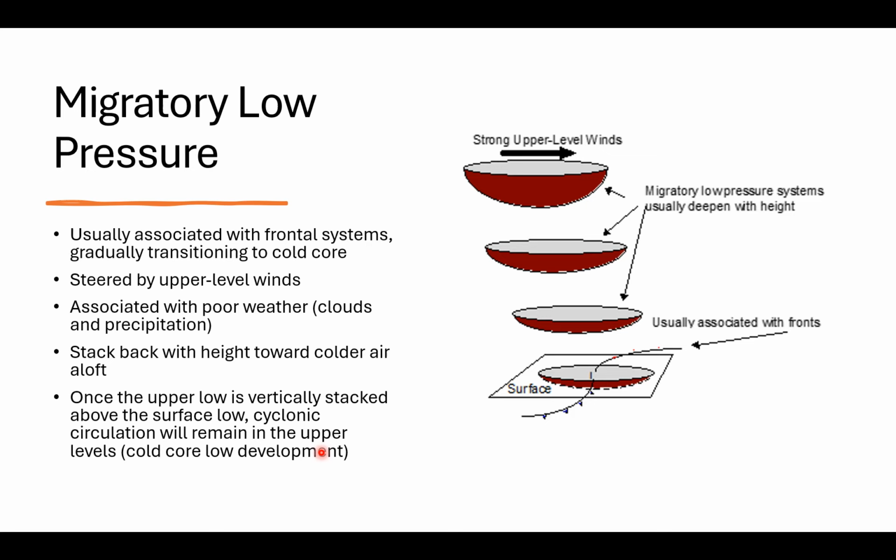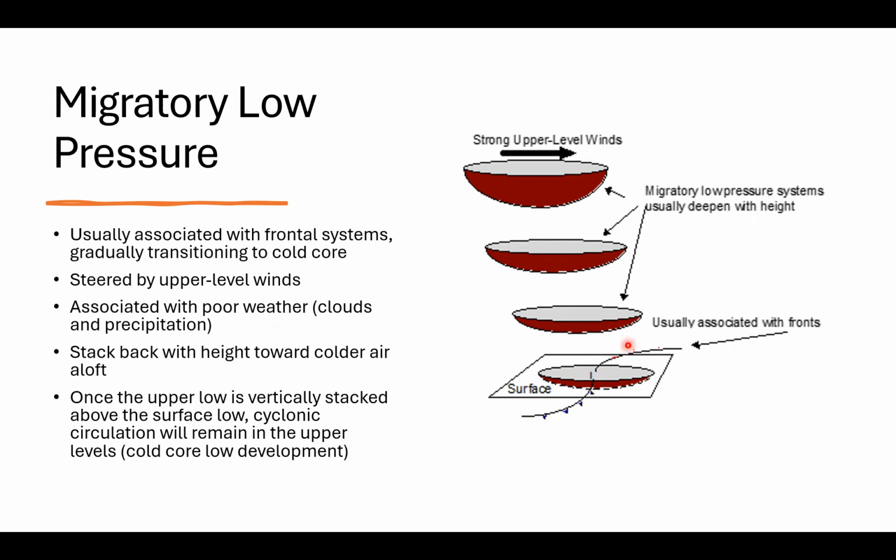And finally, migratory low pressure. This is usually associated with frontal systems, gradually transitioning to the cold core upper low I just briefly talked about 2 slides ago. These migratory low pressure systems are going to be steered by the upper level winds, specifically the jet stream is going to direct which way they go. It is associated with poor weather. Clouds and precipitation are very likely, specifically in the wintertime. We see this a lot.